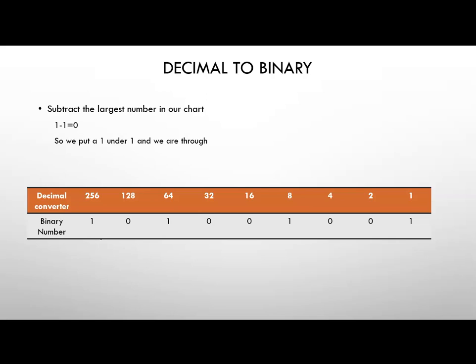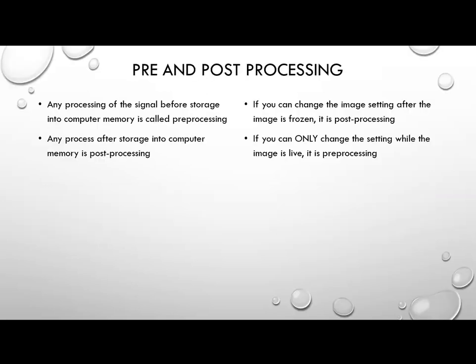Now let's talk about pre- and post-processing. So on today's machines, pre-processing is any processing of the signal that takes place while the screen is still active and we're actually doing scanning. Post-processing is anything that you can do to the image after you've hit the freeze button.